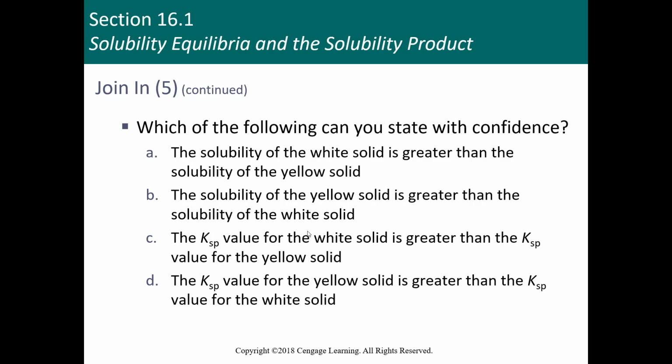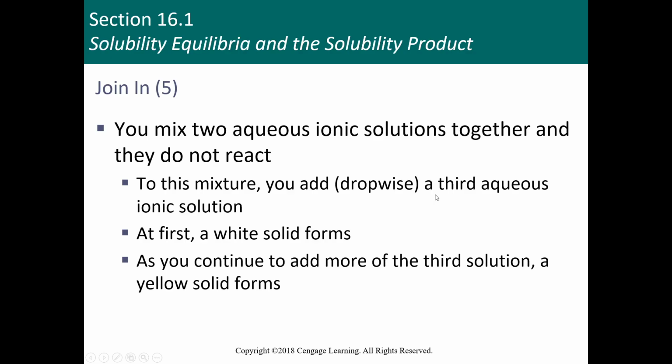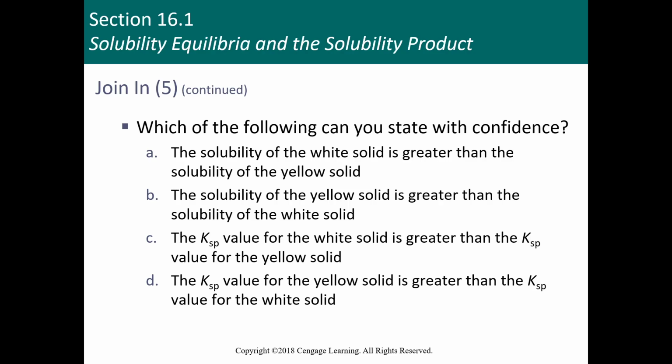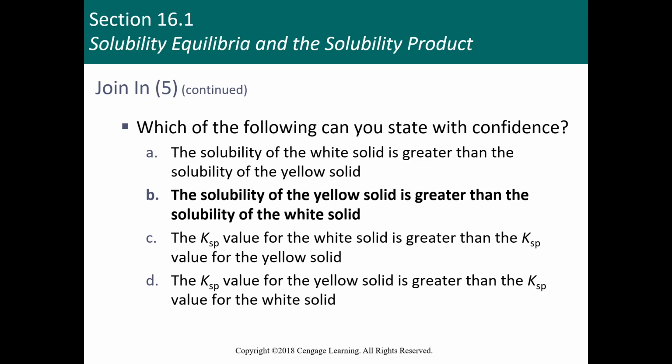So, if you remember here, the white forms first, the yellow solid forms afterwards. So the solubility of the yellow solid has to be greater than the solubility of the white solid, because the white solid formed first, whereas the yellow solid formed later. And that's going to have to be our answer right there. The KSP for the white solid is greater than the KSP value for the yellow solid? We can't really tell because we don't know their formulas, right? We would need their formulas to compare KSP values to their solubilities.